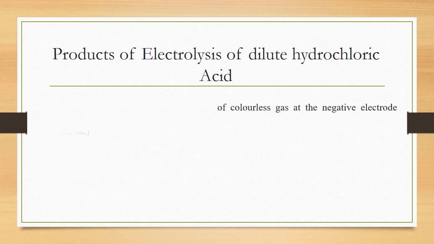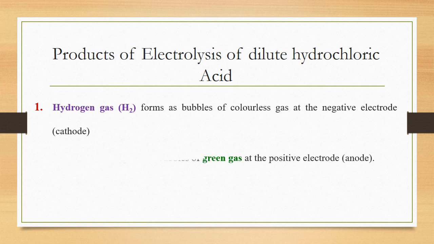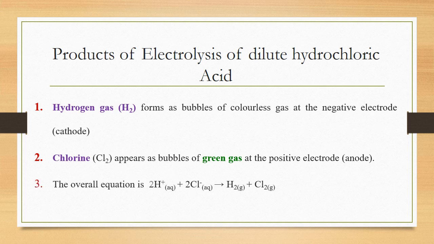Therefore, the products will be hydrogen gas forming bubbles of colorless gas at the negative electrode, the cathode, and a green gas forming, which is the chlorine, at the positive anode. And that's the full equation: 2 protons plus 2 chloride ions giving hydrogen gas and chlorine gas.